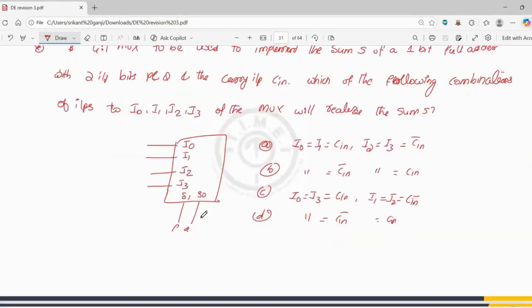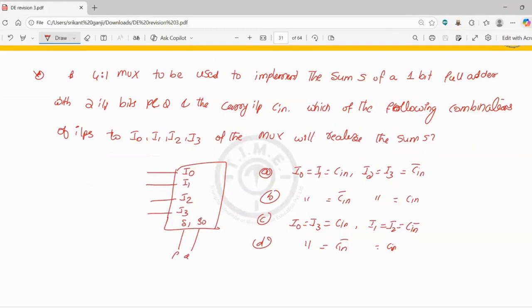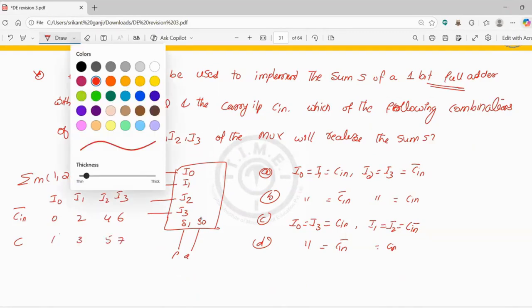Right? So he is giving the 1 bit full adder. So you know that full adder output. So what is a full adder output? Sigma m of 1, 2, 4, 7. If I am taking C input bar and C, so this is I naught, I1, I2, I3. You know that first even values you will take 0, 2, 4, 6 and then 1, 3, 5, 7. So you can mark and close this one.